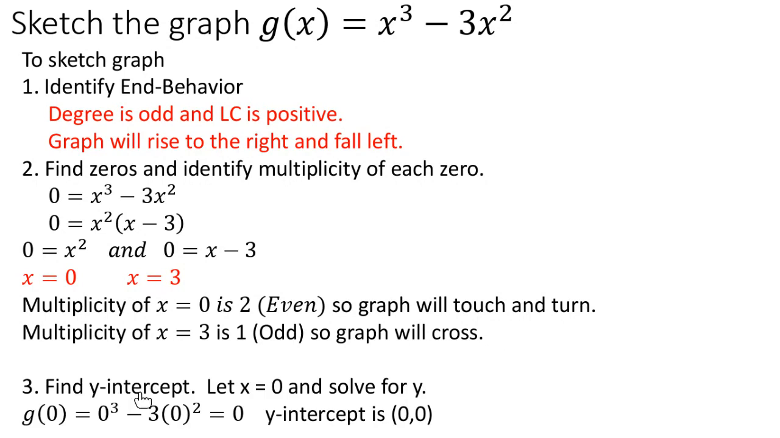To find the y-intercept, we let x equal 0. So anywhere you see an x, we're going to replace it with 0. And so if I replace x with 0, then I just get 0. So my y-intercept is (0, 0).